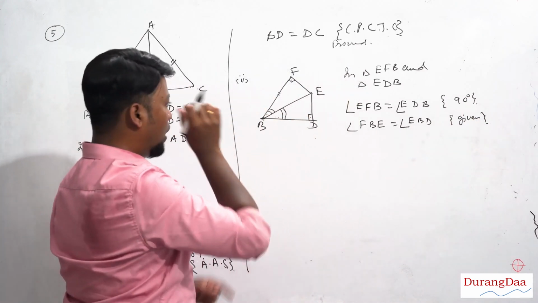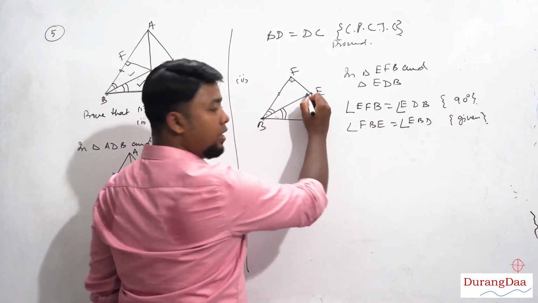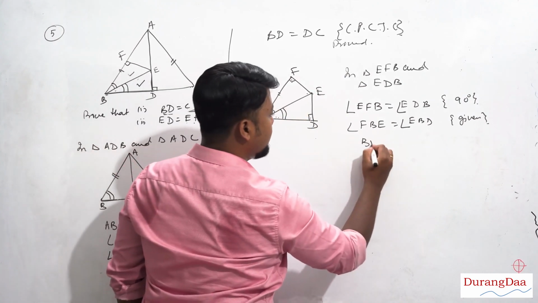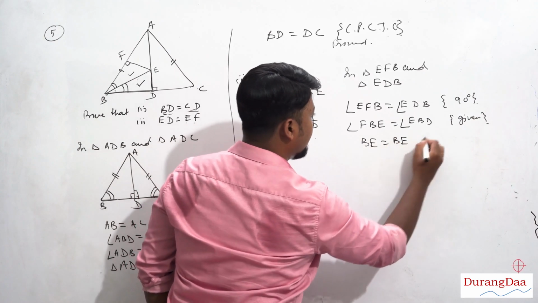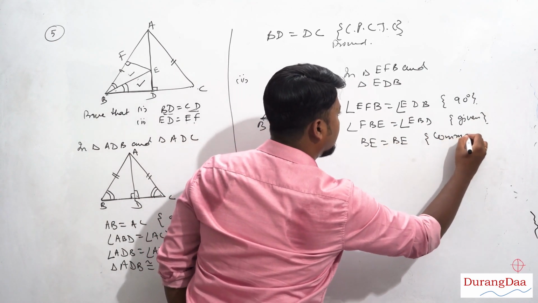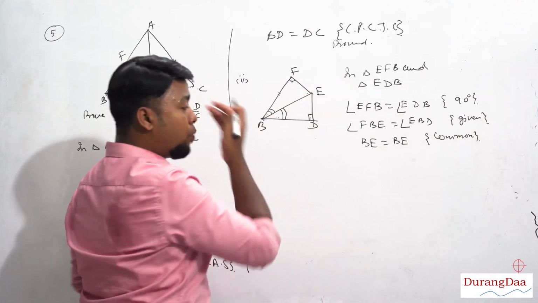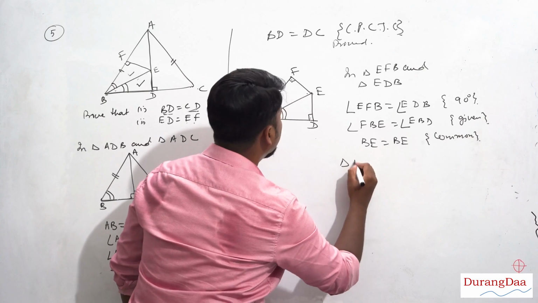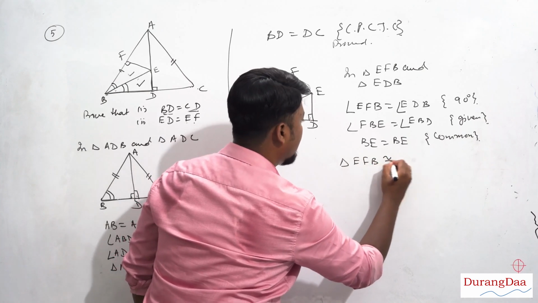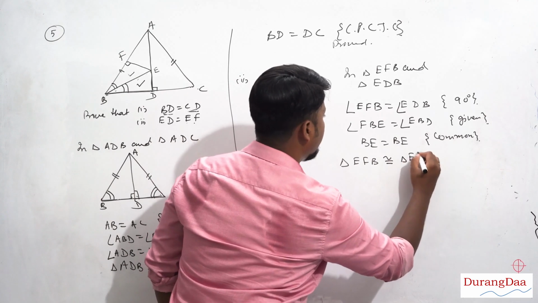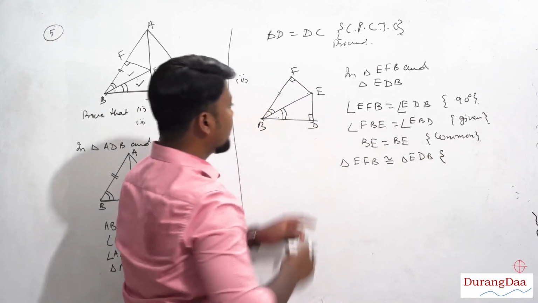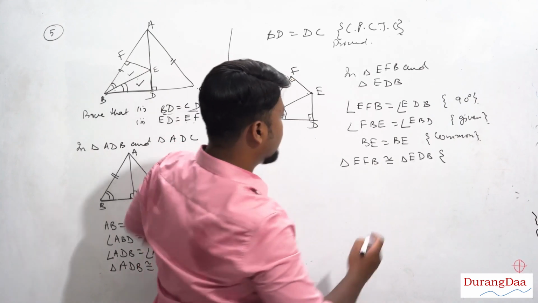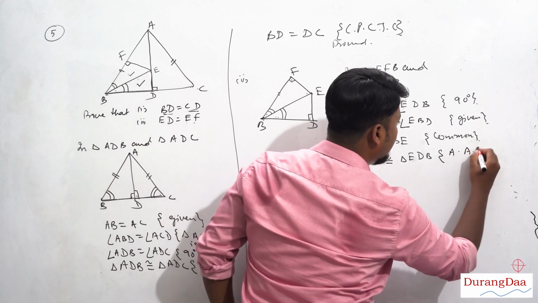All right. Now third part, you see this line BE. Line BE is common to both the triangles. So I'll just write here BE equals BE, which is common. So now we have sufficient points to prove them congruent. All right. So I'll just write it down here. Triangle EFB is congruent to triangle EDB. The reason would be two angles I have selected, this angle and this angle, and this side. So it will be again angle side.